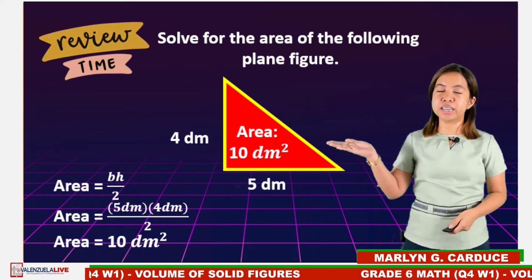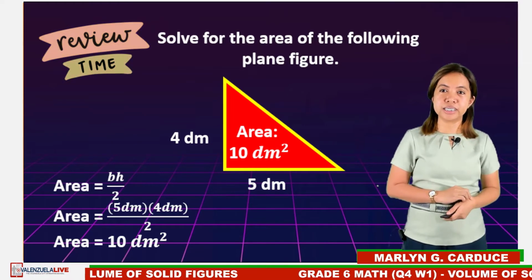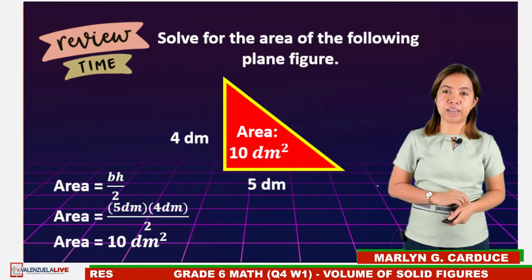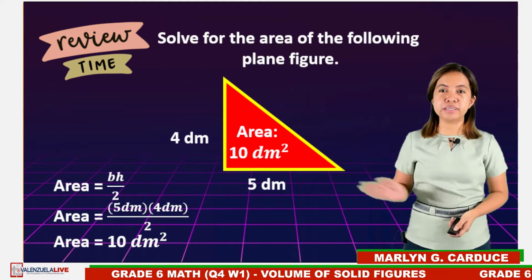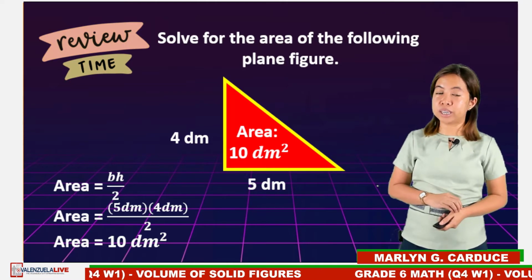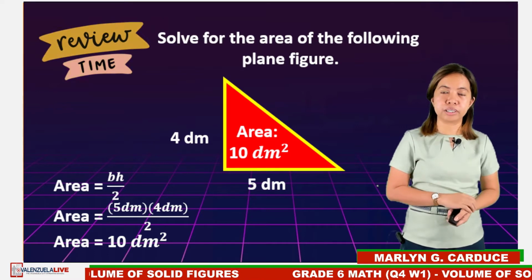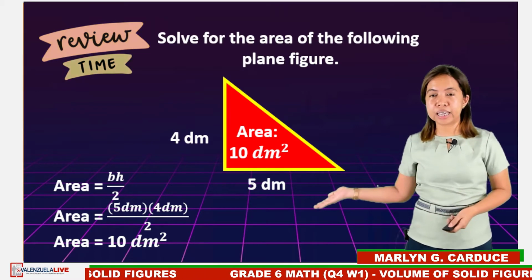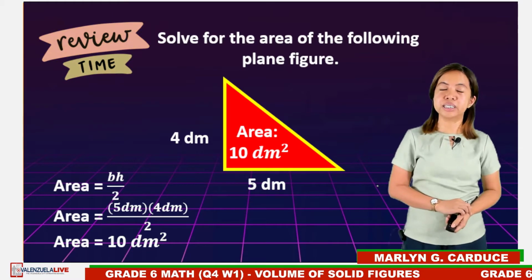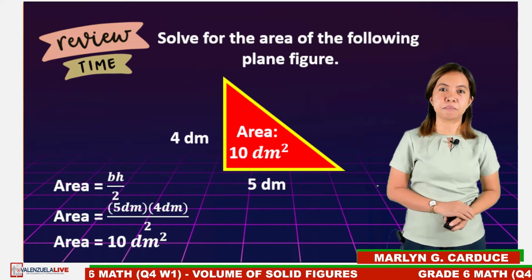The formula in finding the area of a triangle is we just have to multiply the base and the height and divide it by 2. So 5 decimeters times 4 decimeters equals 20 square decimeters, divided by 2. And now the final answer is 10 square decimeters. That is now the area for the triangle.